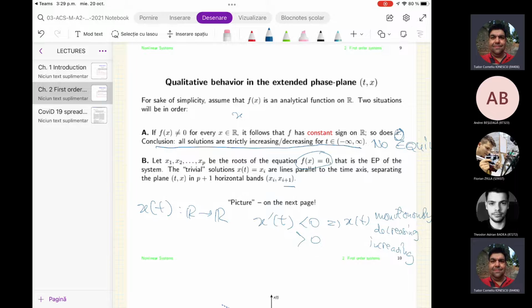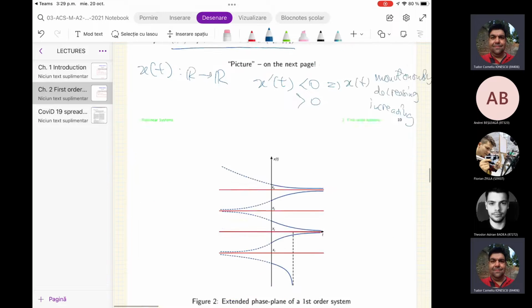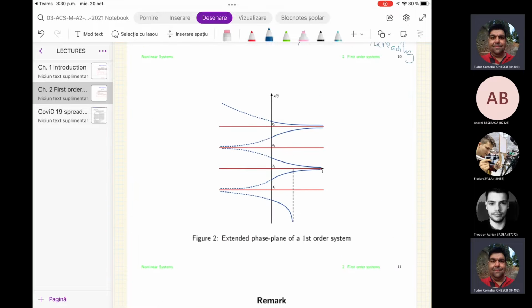If we have p equilibrium points, you separate in p plus 1 horizontal bands of solutions. Horizontal bands of solutions, okay? This is the earlier solution. So this is for x dot is x squared minus x. This is the plot. You remember. Well, it should have been something like this, actually. The other way around.